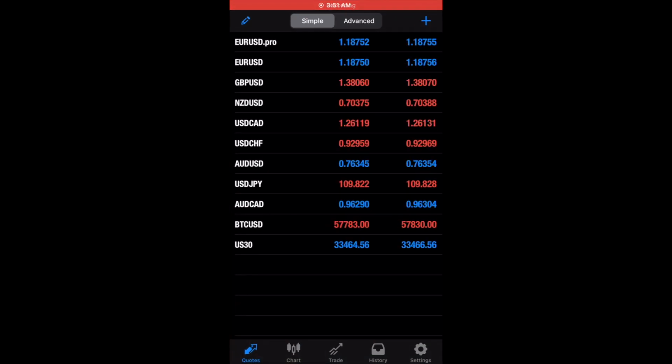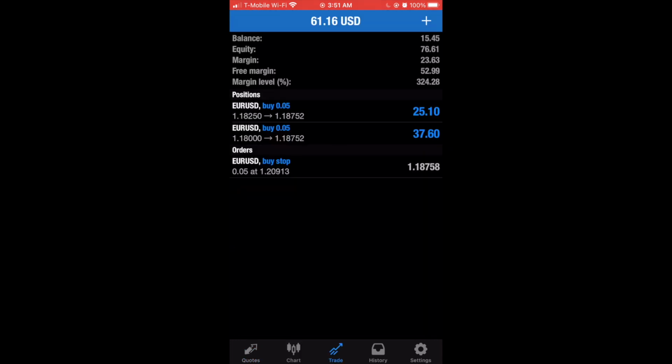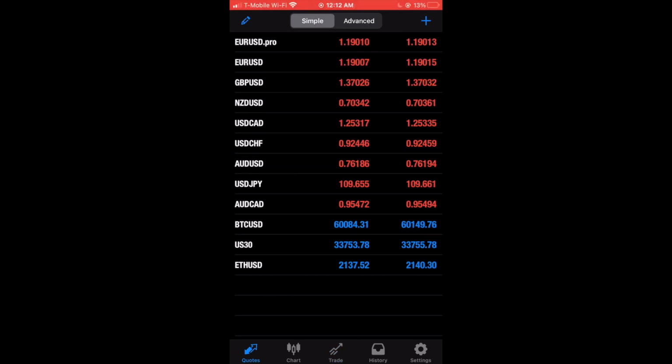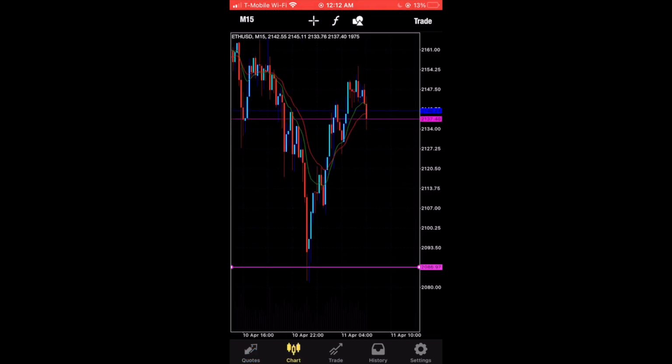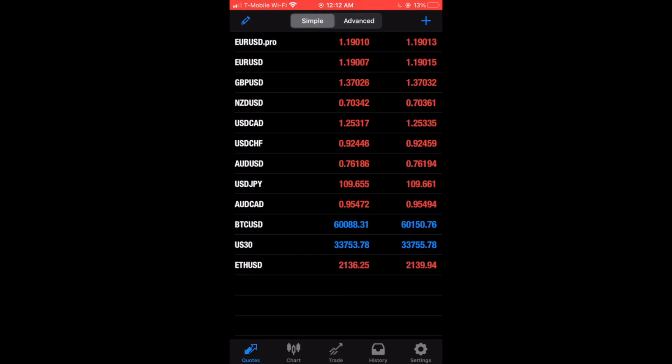And I just wanted to show you guys the beginning of my trades. I was currently up $61. And now let's get into the good stuff. So basically with MetaTrader on your phone, okay, I just wanted to show you guys that I was up $83. And pretty much with my trades, I like to do long-term trades.